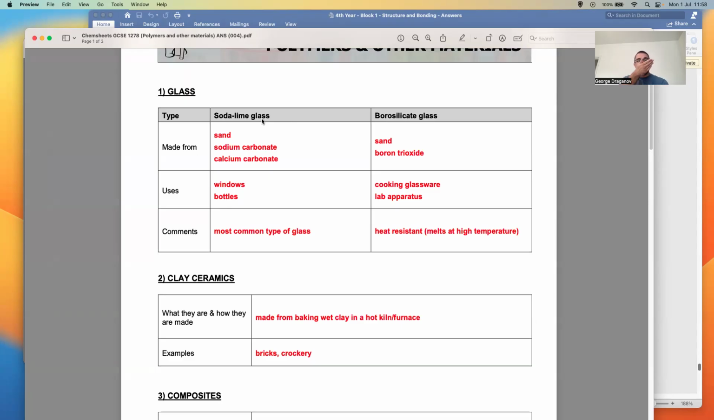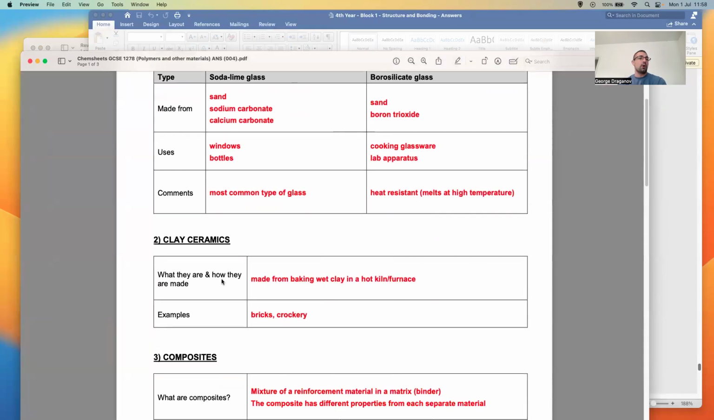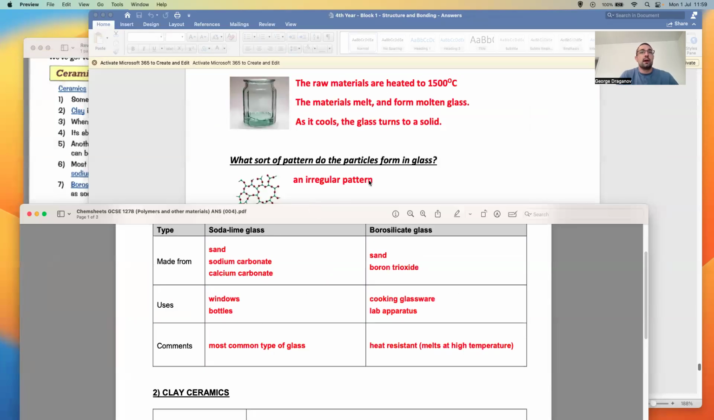Okay, so next we do the ceramics. So ceramics, what are they? Okay, so ceramics, they're not made from carbon. They're made from clay in a hot furnace, and they're used in bricks and crockery. That's the two main facts.